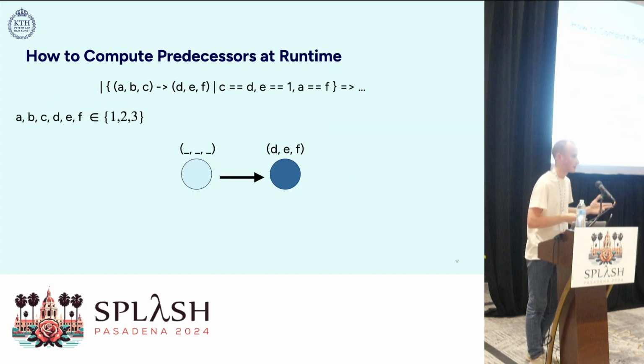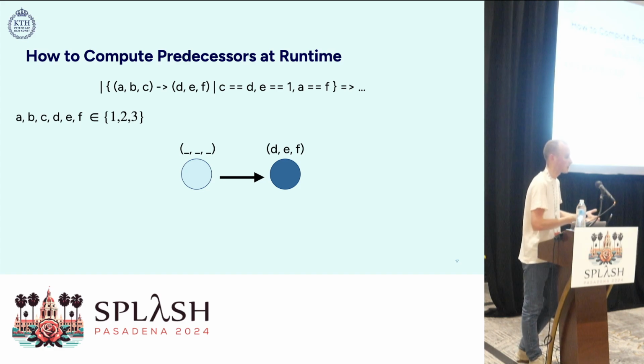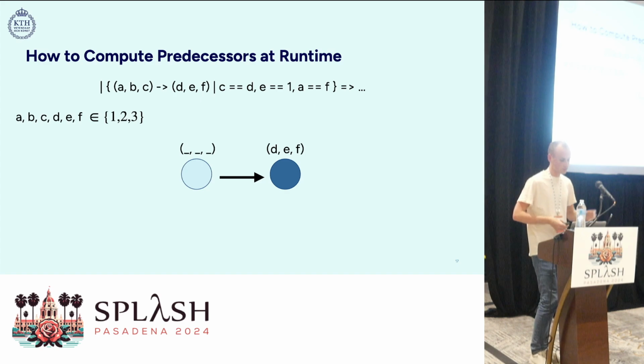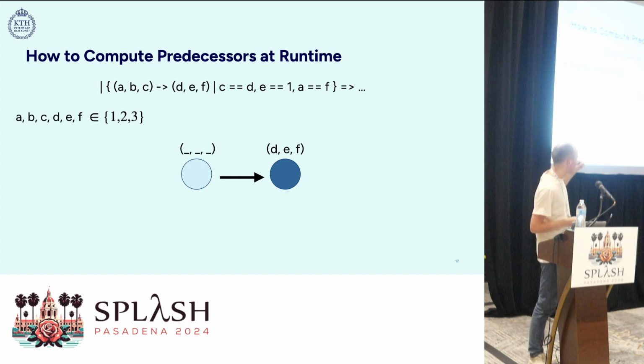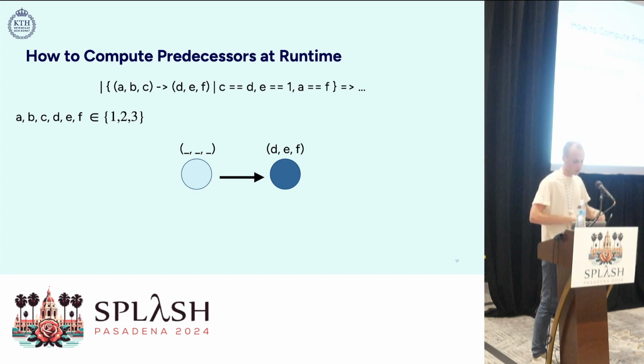But let's look at that, because I think the brute force part is kind of clear. If we want to compute the predecessors at runtime, how do we actually do that? Well, consider this case where a state is a triple, and each element of the triple is an integer value, 1, 2, or 3. If we start from the target state, DEF, we want to find an expression for computing the predecessors.